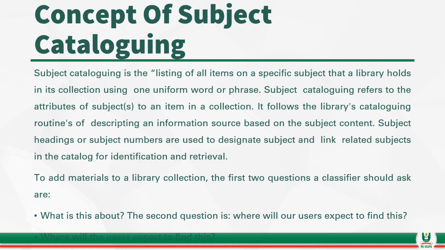To catalog a resource showing the subject catalog, you have to ask yourself two questions. One, what is the content of this information resource I want to catalog? Two, where will users likely search for this information resource? This will help you to determine the subject heading, which is the subject cataloging.